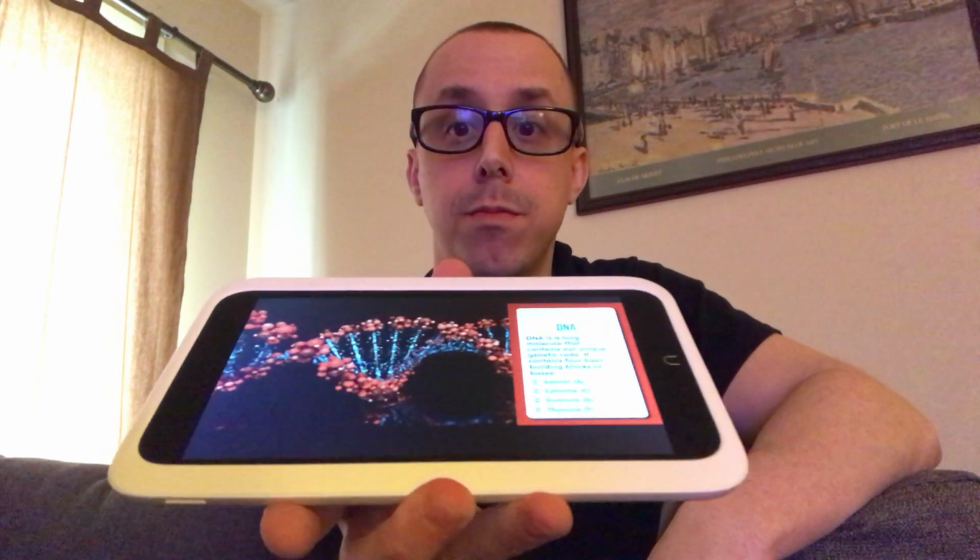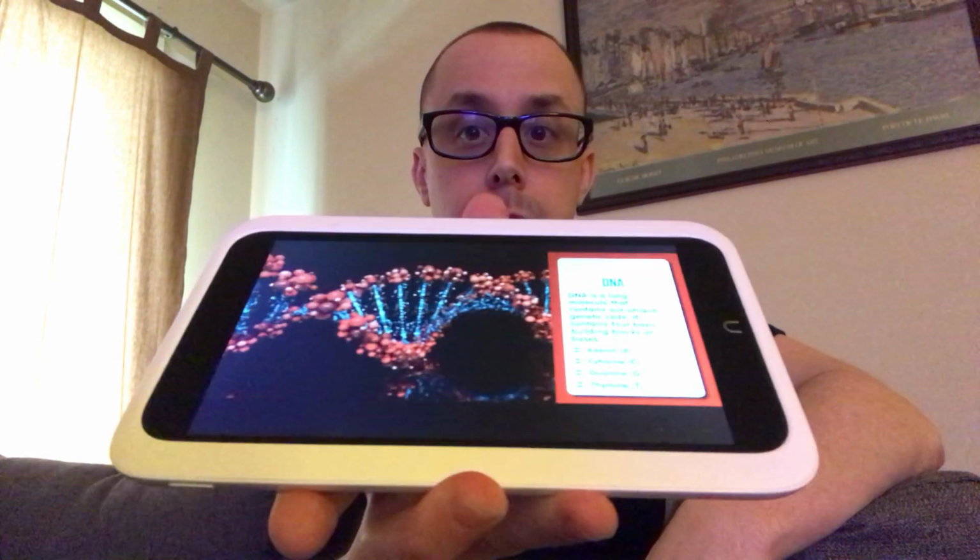DNA is a long molecule that contains our unique genetic code. It contains 4 basic building blocks or bases: adenine, cytosine, guanine, and thymine. These go together to build proteins, which is what our bodies are made up of. Bases are nucleotides. These are held together by a backbone that's made of phosphate and deoxyribose.